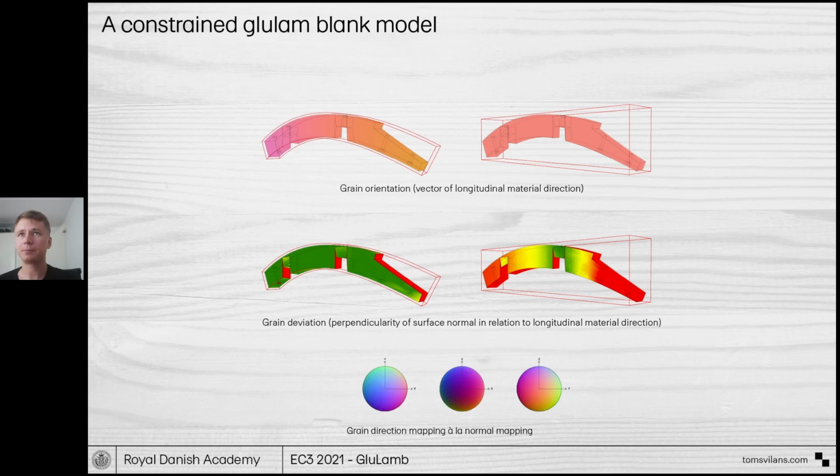On the left, the red outline shows a curved blank, and the color gradient across the design element shows the changing material direction. On the right, the red outline shows a straight GluLamb blank, and the constant color indicates an unchanging material direction.